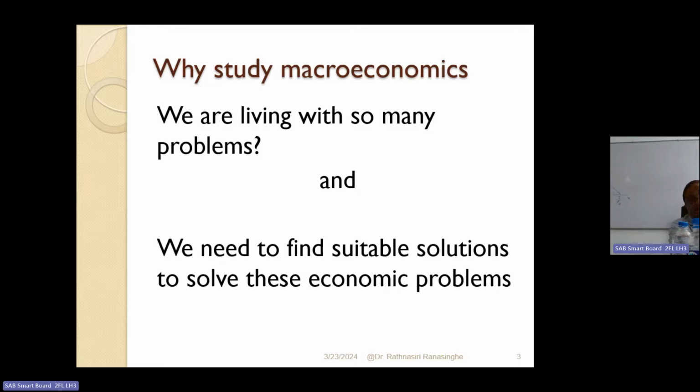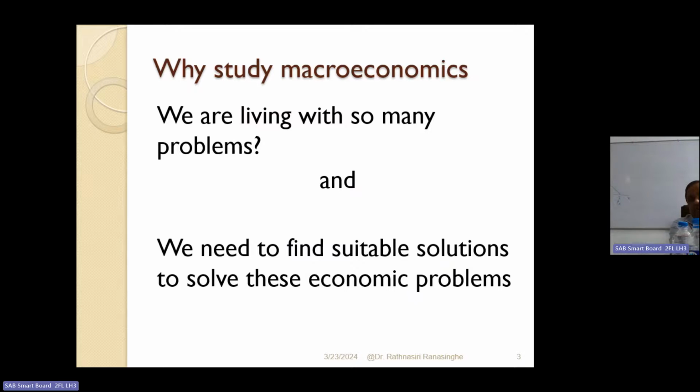And there are a lot of problems in the SMEs, small and medium enterprises. Their market is weak, so so many business ventures are closing down. So many problems are there in the economy. We need to analyze all these problems and find suitable solutions.